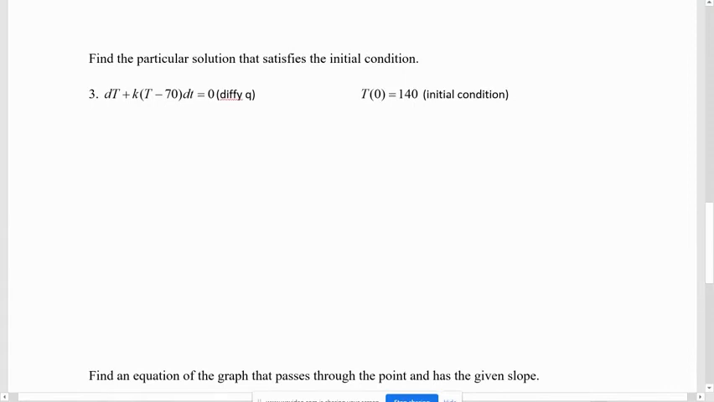Okay, this one, we have an initial condition. Let's get everything on the correct side here. So I would have, let's say, dT. I've got two T's here, so dT. I'm going to kick everything over to the other side. That would be negative k times (T minus 70) dt.